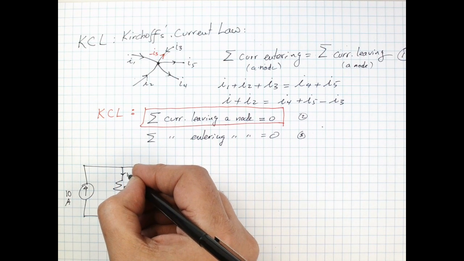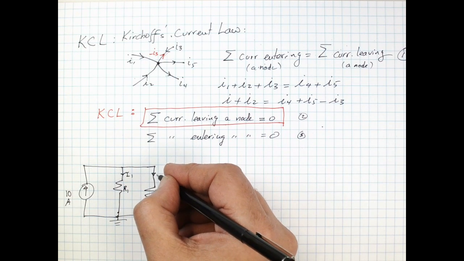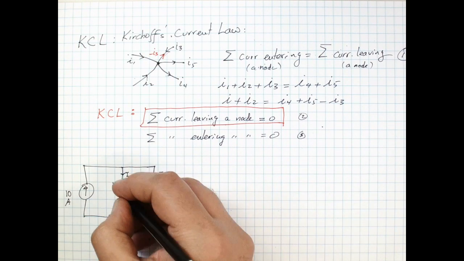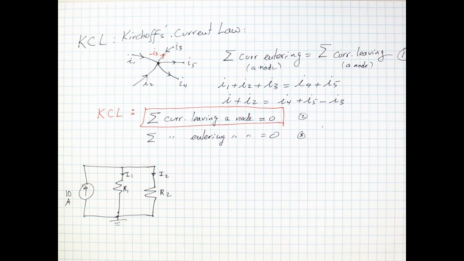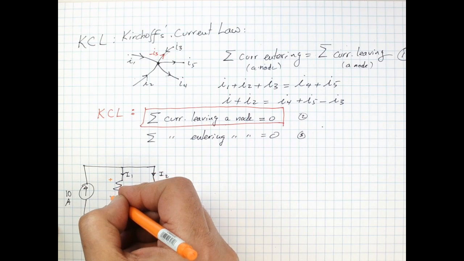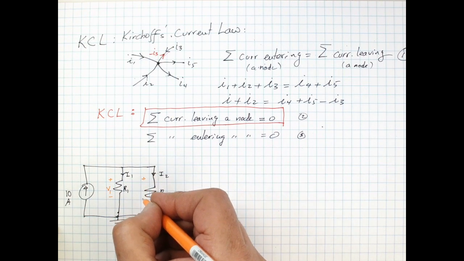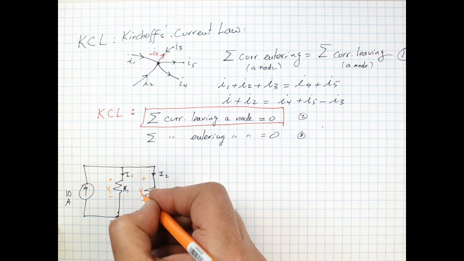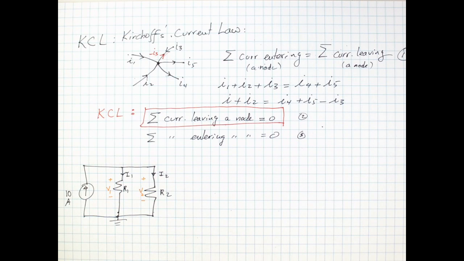So let's label this as I1. Let's label this current as I2. So this is I1, this is I2. And of course, these are going to also drop voltages across these resistors. So we're going to call this V1. We're going to call this guy here V2. So V1 is the voltage across R1. V2 is the voltage across R2.